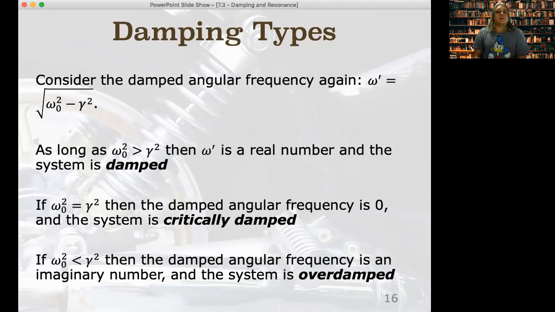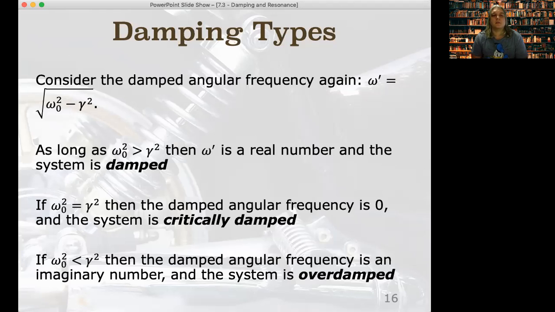So as I've said, we've got damping types. The damped angular frequency is the square root of the undamped frequency squared minus gamma squared. We already met that. If omega naught squared minus gamma squared is greater than 0, we have a positive term in the square root, and that's great. We can do maths with that. That's called damped, or just underdamped, as I mentioned before.